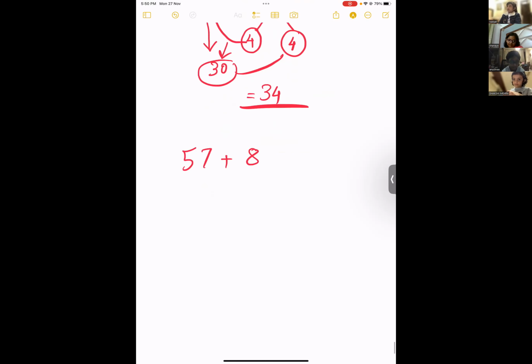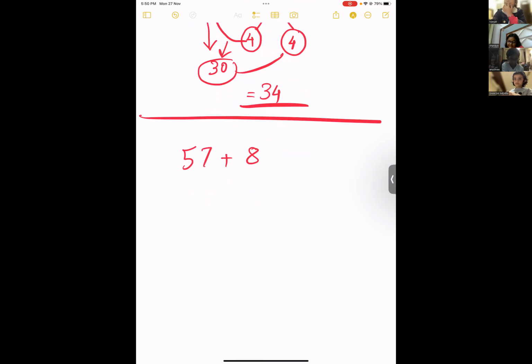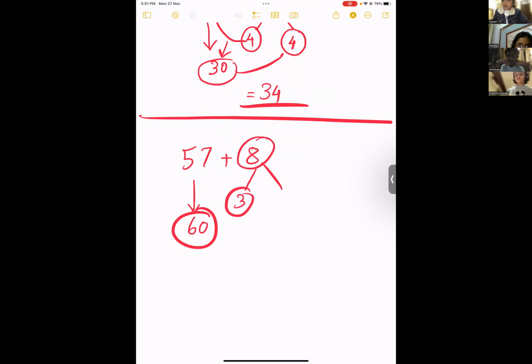Kabir, how are we going to solve this? 57, after that, the next whole ten is 60. Very good. How much will it need to make a 60? 57 needs what? 3 more. From where should I get a 3? From 8, because we have to add 8.